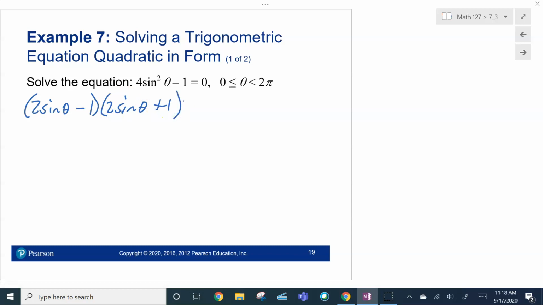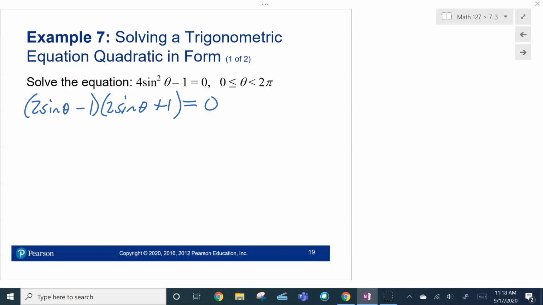Notice if I FOIL that, I'll have 2 sine theta times 2 sine theta, 4 sine squared theta, plus 2 sine theta, minus 2 sine theta, and then finally minus 1, right? And this equals 0. So again, it foils back and gets the same thing.